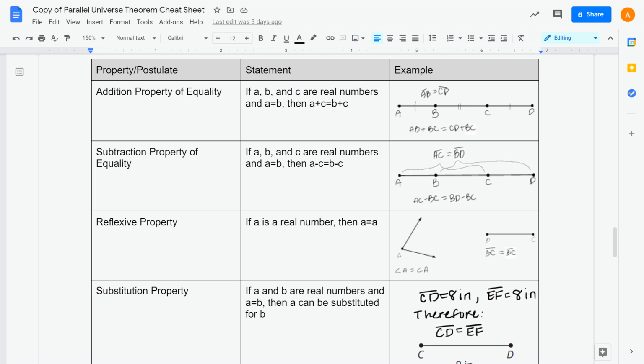Hi everybody, this is a video to briefly summarize our properties and postulates cheat sheet.